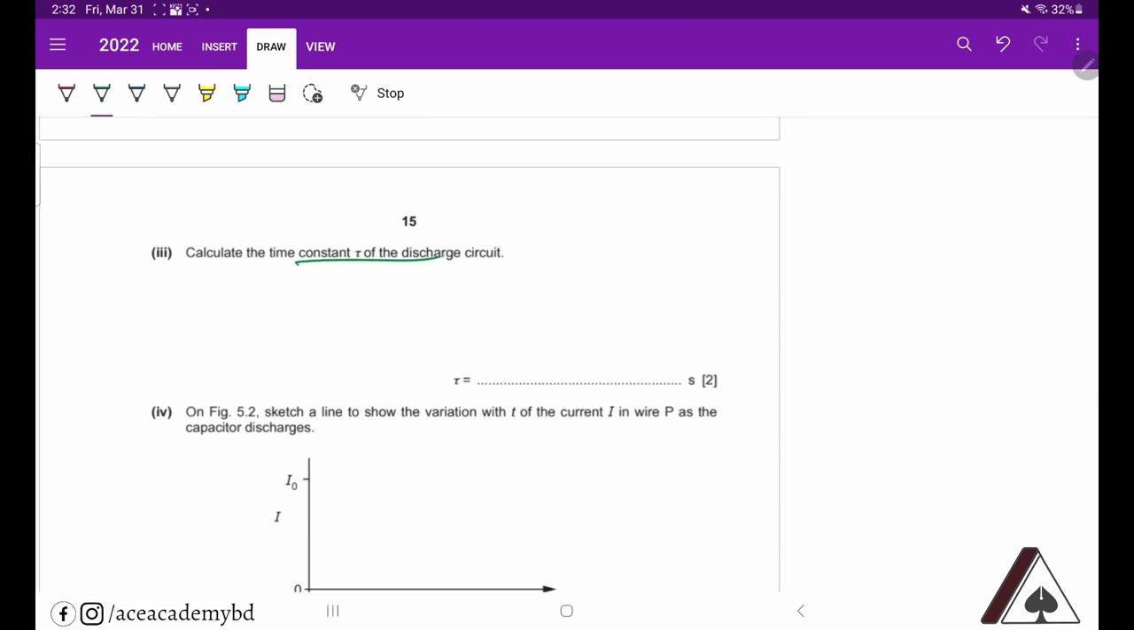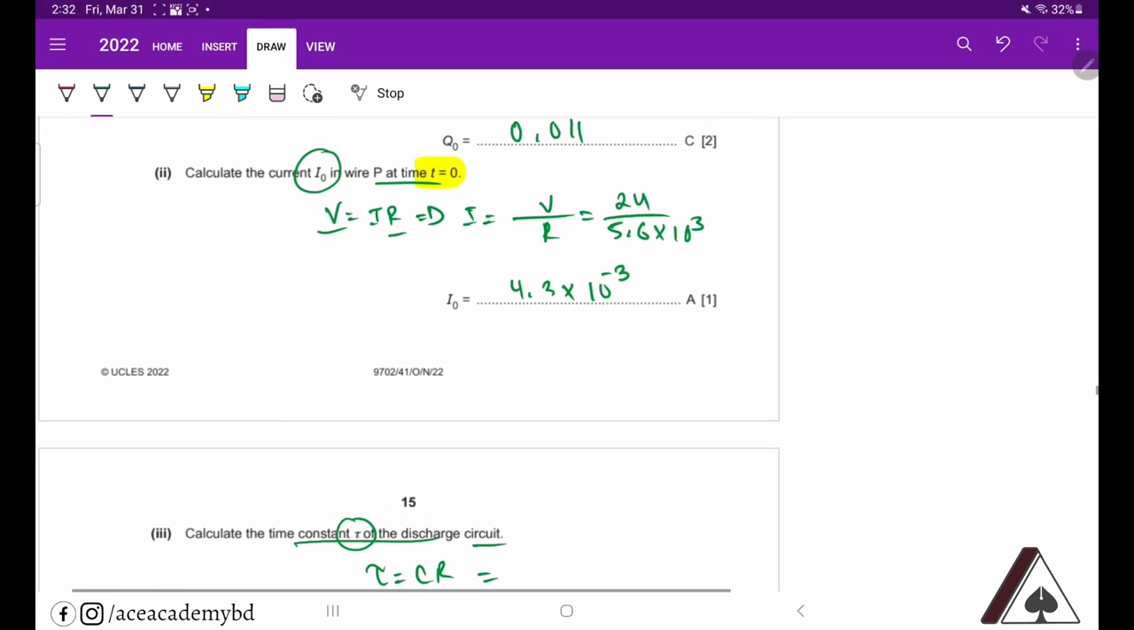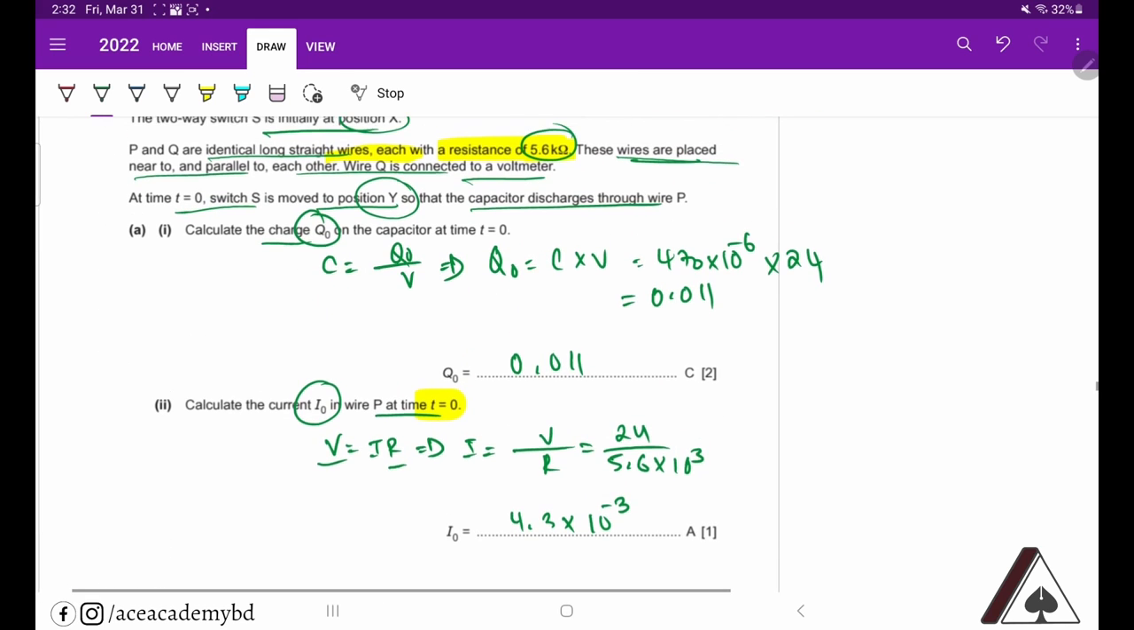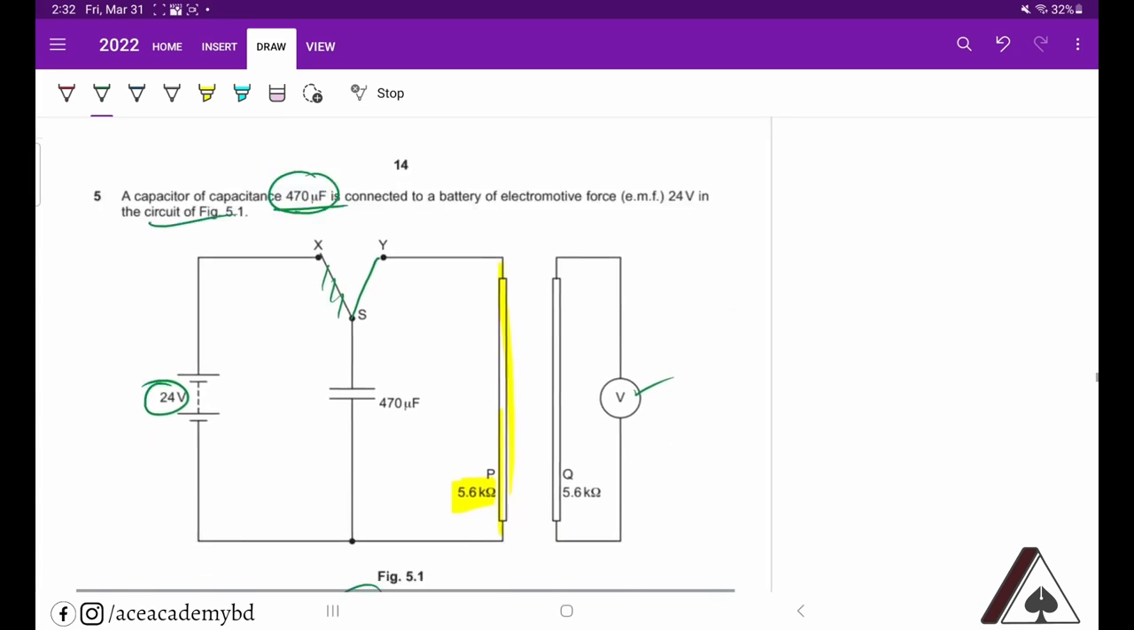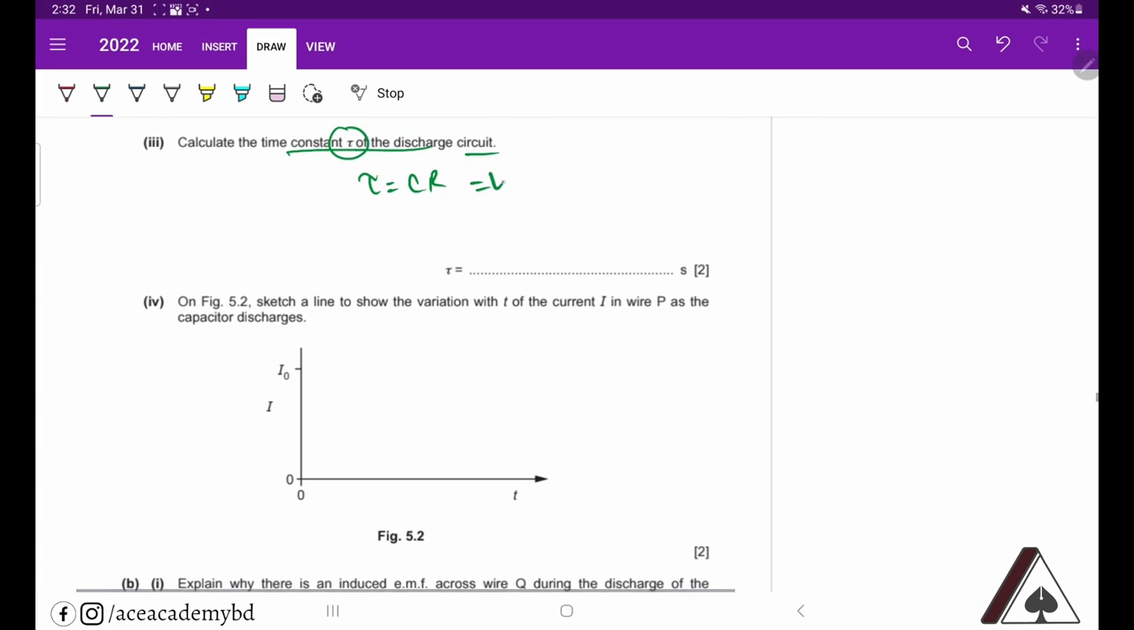Next part, calculate the time constant tau of the discharge circuit. So we know tau has a formula of tau equals C times R, which is capacitance into the resistance. So the capacitance value is given as 470 microfarads, so 470 times 10 to the power minus 6. And the resistance is given as 5.6 times 10 to the power 3, which is 5.6 kilohms. So if you do this, you're going to get an answer of 2.6 seconds.